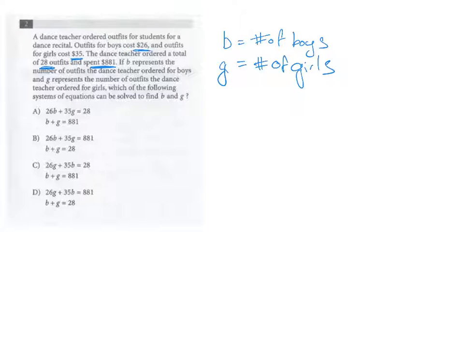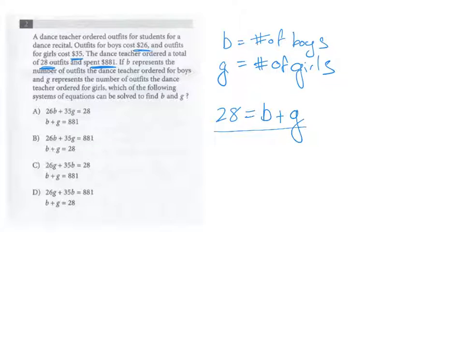And now we have to put some equations together. So there are two equations built in to these statements. The first is the total number of outfits. So we know that 28 outfits were purchased. And how many outfits were purchased? We don't know how many boys and how many girls, but we do know that if we add the boys' outfits and the girls' outfits together, we have 28 outfits.